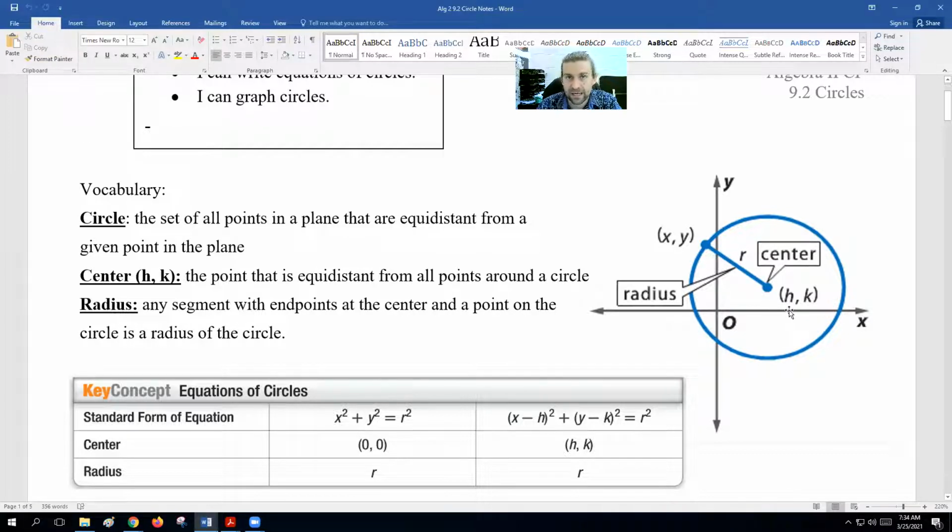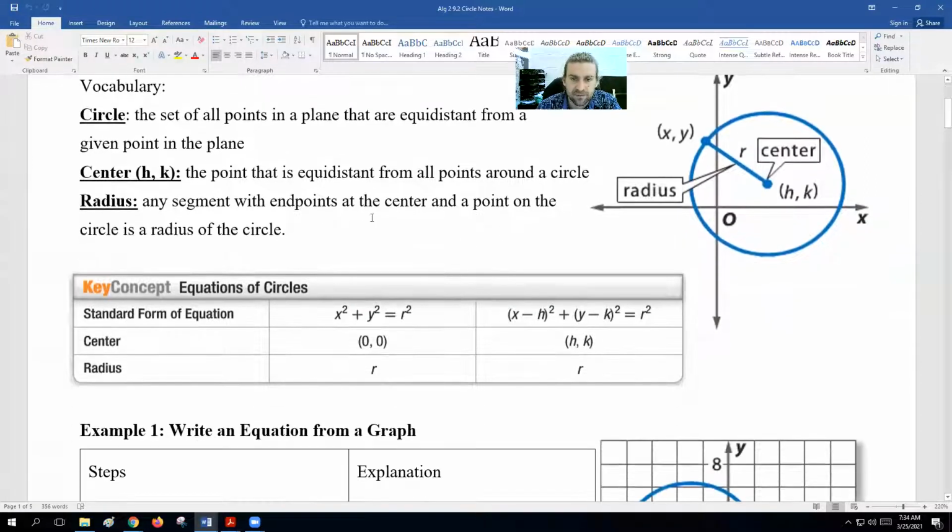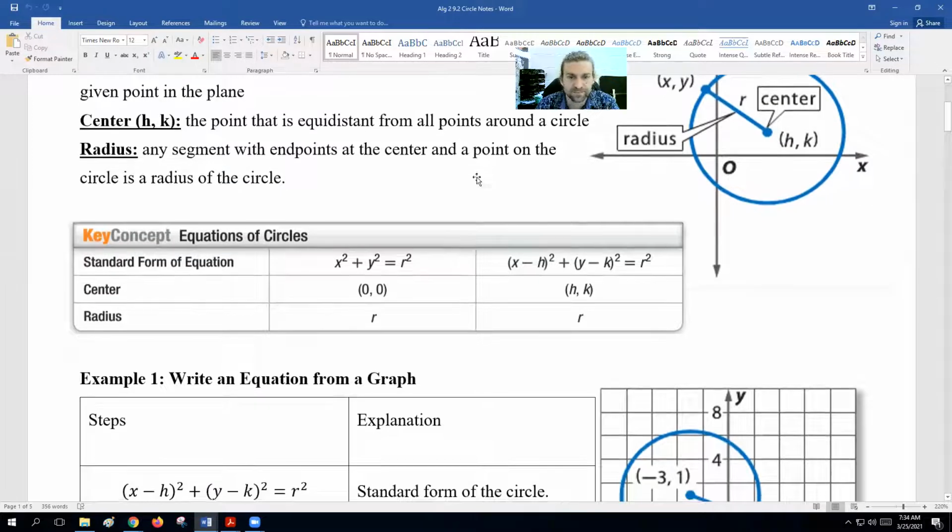We locate it at (h, k), kind of like how the vertex was at (h, k). And that's the point where everything is equal distance from. So every point on the circle is the same unit or same distance away from (h, k). That distance is what we call the radius. And so the radius is just basically a distance or a line segment that goes from the center to any edge point of the circle.